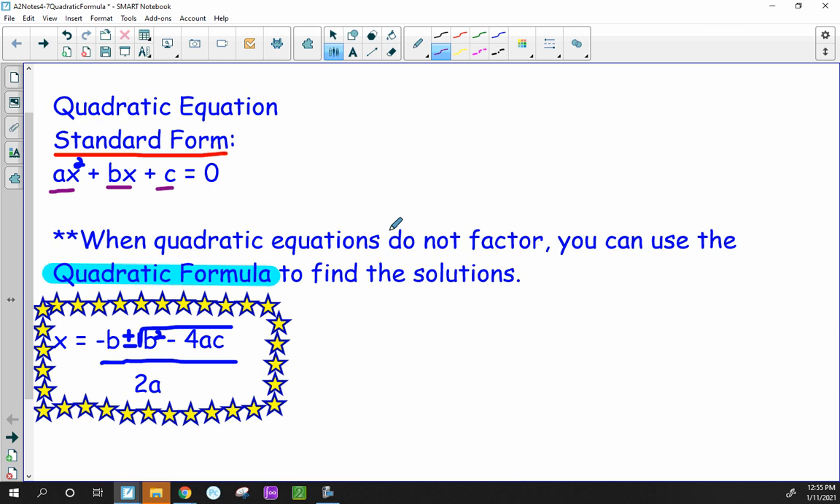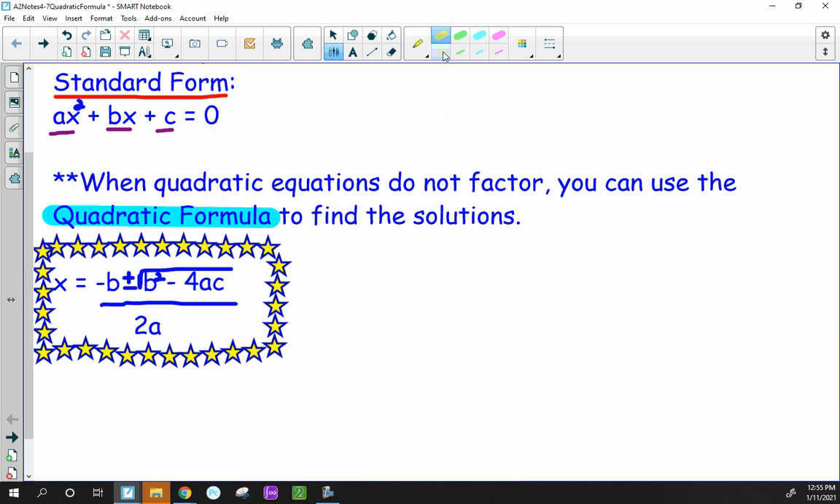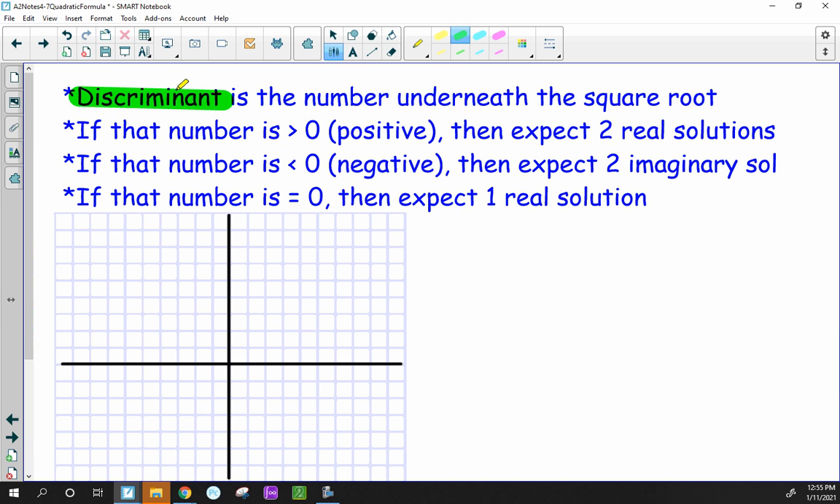The part that's underneath the radical, this part here, b squared minus 4ac, is called the discriminant, the number underneath the square root. After you simplify that piece, whatever type of number you get, whether it be a positive number, a negative number, or maybe even 0, that particular number is key to telling you what type of answer and how many answers you should receive.